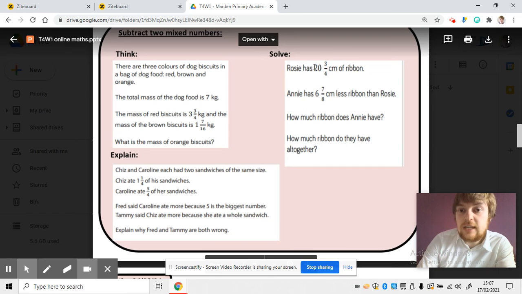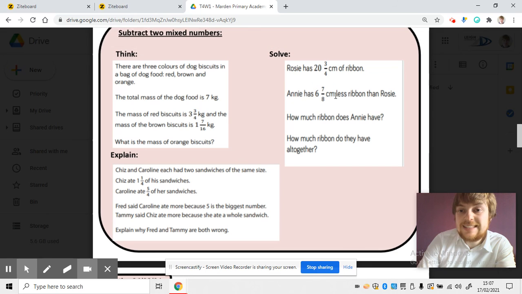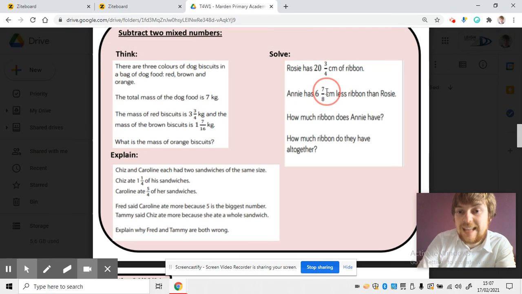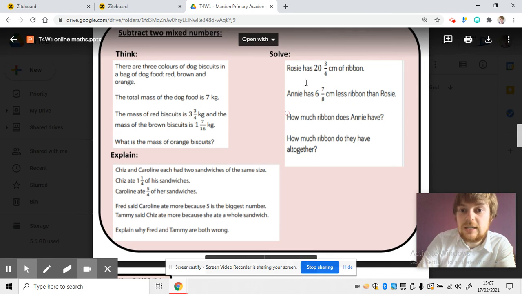And then when you solve, Rosie has 20 3/4 centimetres of ribbon. Annie has 6 7/8 centimetres less than Rosie. So how much does Annie have? So that's your first question. What's the difference between them? How much more does Rosie have? And then how much ribbon do they have all together? So you find out how much Annie has, knowing that Rosie has 20 3/4 and Annie has 6 7/8 centimetres less. And then when you've worked out that answer for Annie, you can then obviously find the total of Rosie's and Annie's amount of ribbon.